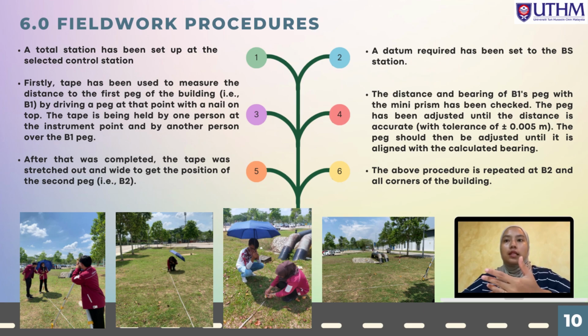The peg is adjusted until the distance is accurate within a tolerance of 0.005 meter. The peg should then be adjusted until it is aligned with the calculated bearing. Number 5, after that is completed, the tape is stretched out and wide to get the position of the second peg. Lastly, the above procedure is repeated at B2 and all corners of the building.